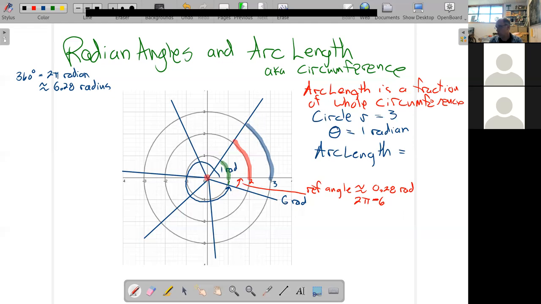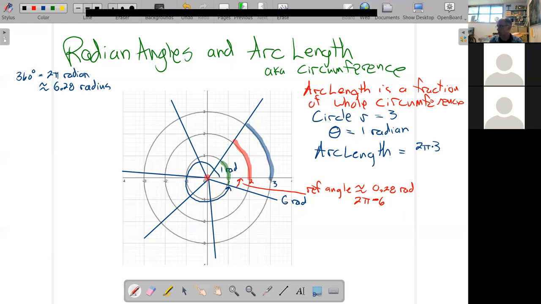Well, I know that to go all the way around a circle of radius 3, that's the circumference. That would be 2 pi times 3. Now that's all the way around. Did I go all the way around? The answer is no. I only went 1 radian around, okay?